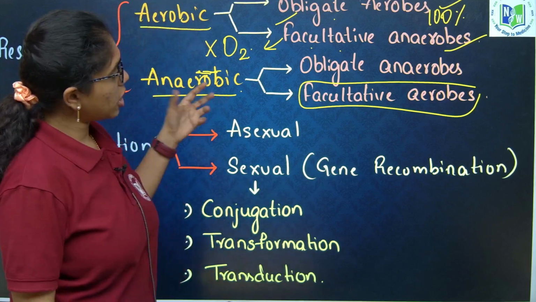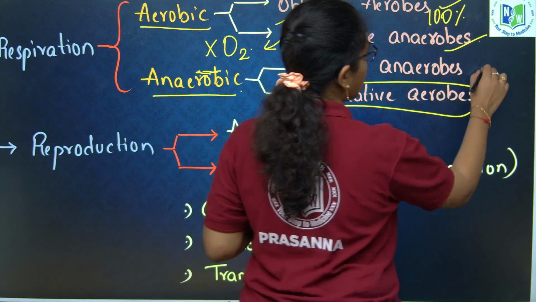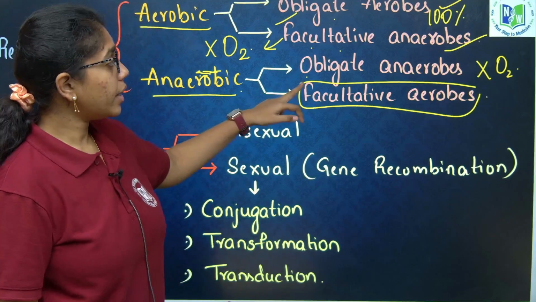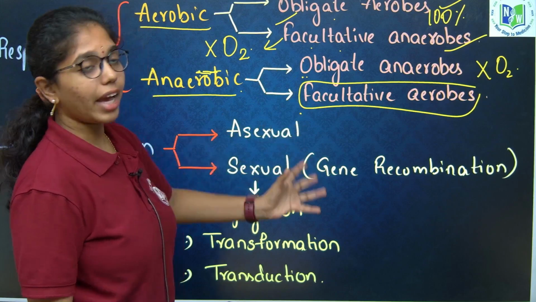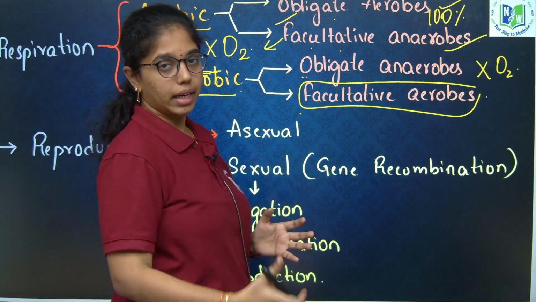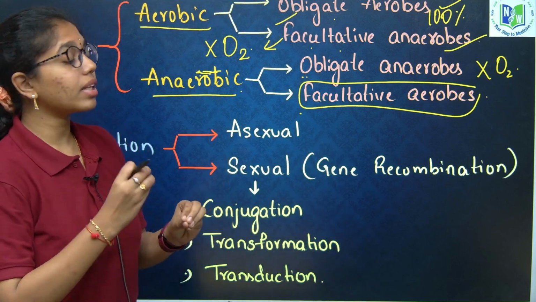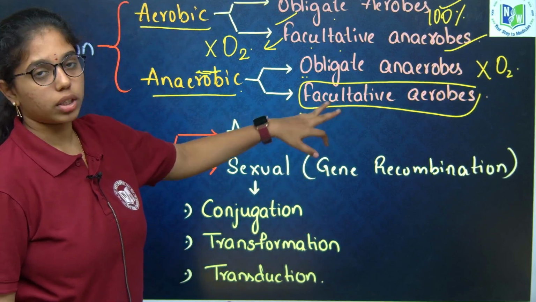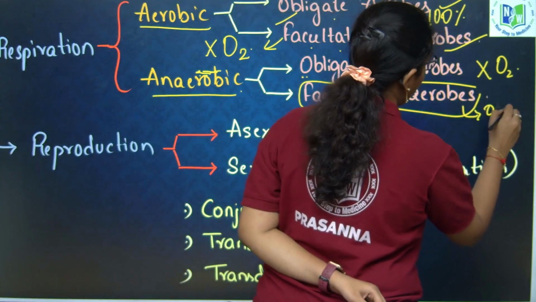Next, anaerobic respiration. Obligate anaerobes don't need any oxygen. Completely anoxygenic conditions are required to conduct respiration. Then it is called obligate anaerobic respiration. Facultative aerobes means most of the time they are conducting anaerobic respiration. Only at some points, whenever there is availability of oxygen, then they will conduct oxygenic respiration. Those are what? Facultative aerobes.